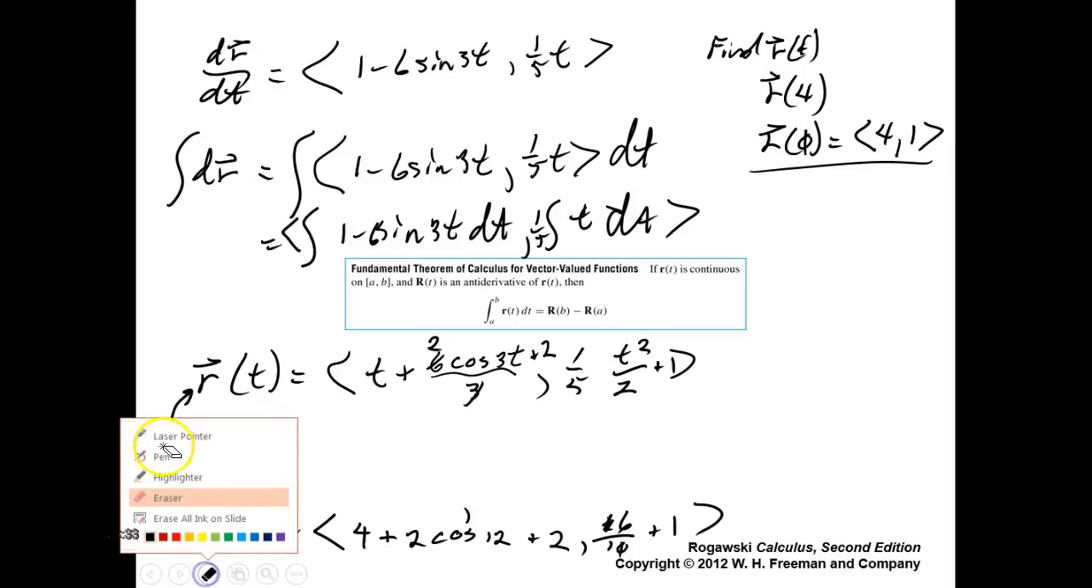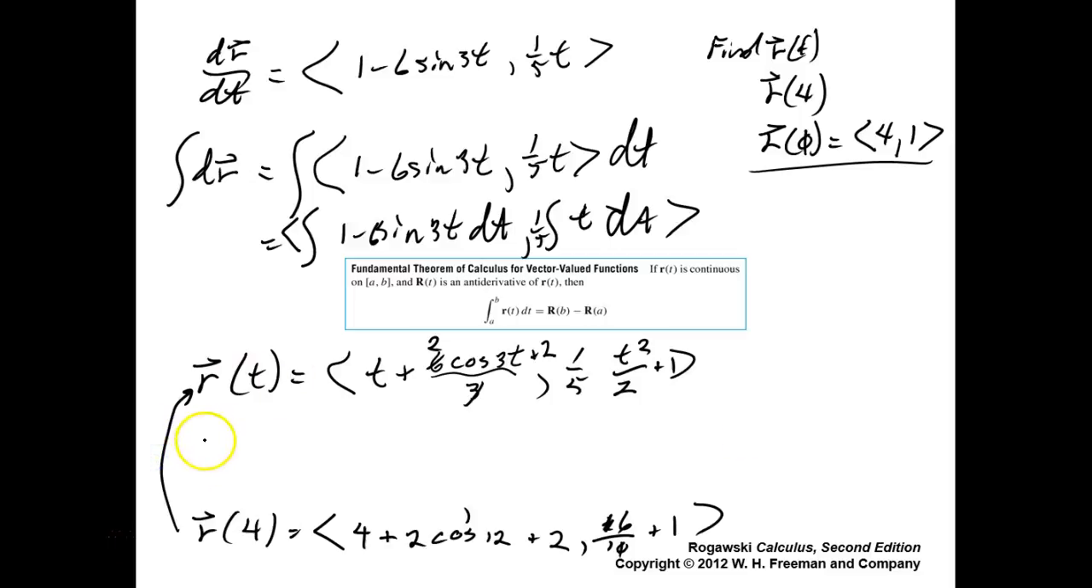Okay. All right. So let's do again. R of 4 is equal to 4 plus 2 is 6 plus 2 cosine 12, comma, simplify that a little bit. Okay, I think that's a 16, isn't it? So is that 8? Oh, okay, 8/5 plus 5/5, yeah, 13/5. Okay, I couldn't hear well what you said.